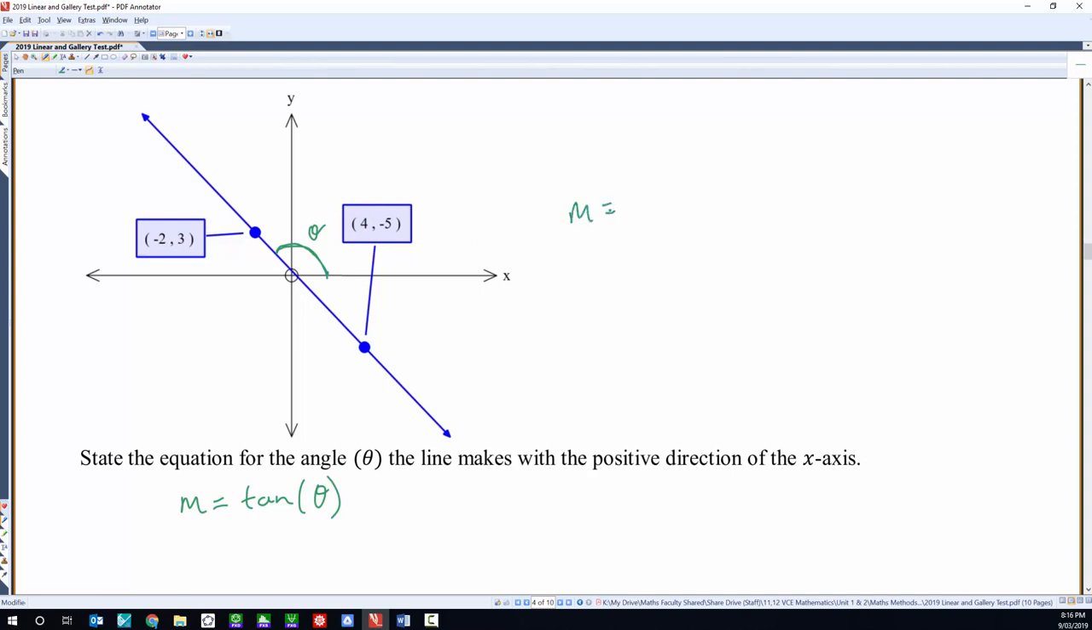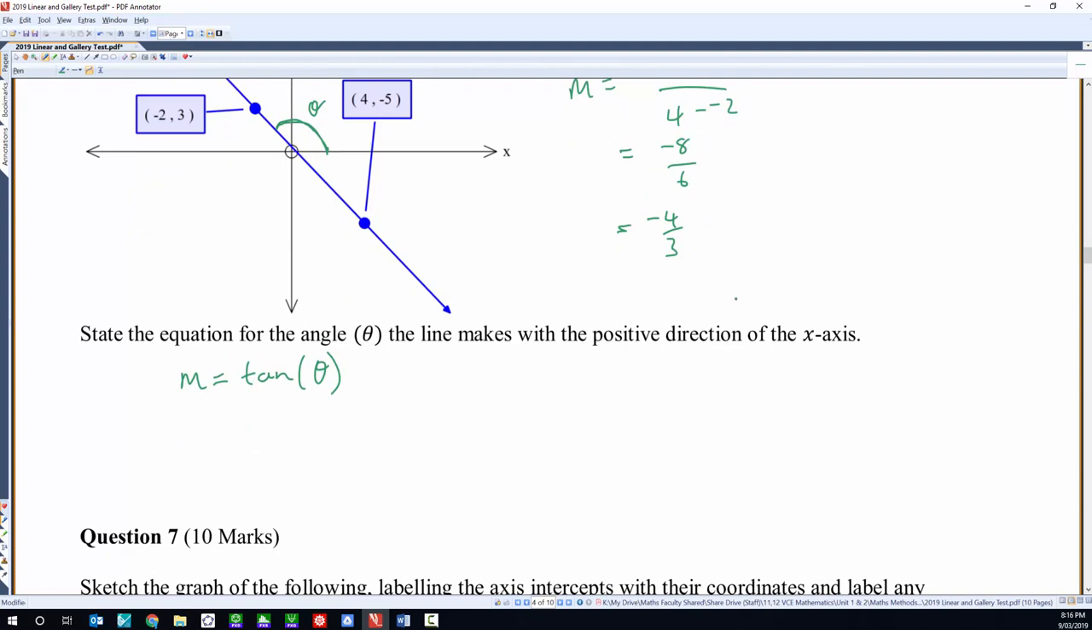So m equals -5 take 3 over 4 take -2, which is -8 on 6 or -4 on 3. All right, so what I'm going to do now is, using that gradient, work out theta. Okay, but there's a few little issues here with using this gradient. So I'm just going to write some discussion points here.